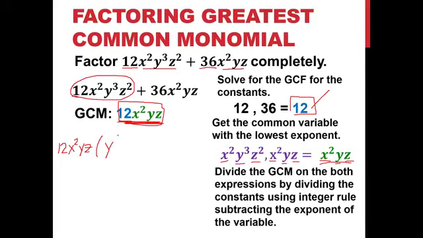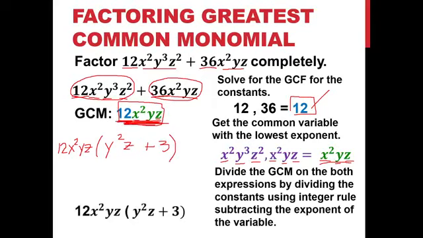Y squared. Kaya nga naman, 12 divided by 12 is 1. X squared divided by x is cancelled. Ang y squared, divide sa y, you're gonna get y cubed divided by y is y squared. What about z? Z squared and z. Okay, very good. That's z. Plus, what about 36 divided by the GCM? 36 divided by 12 is 3. X squared yz divided by x squared yz, it's 1. So therefore, the factors are 12x squared yz and y squared z plus 3.